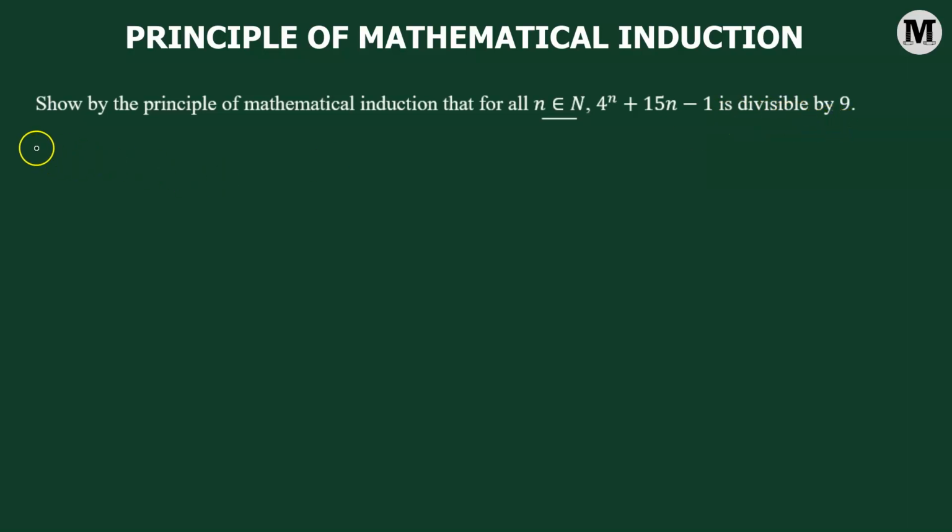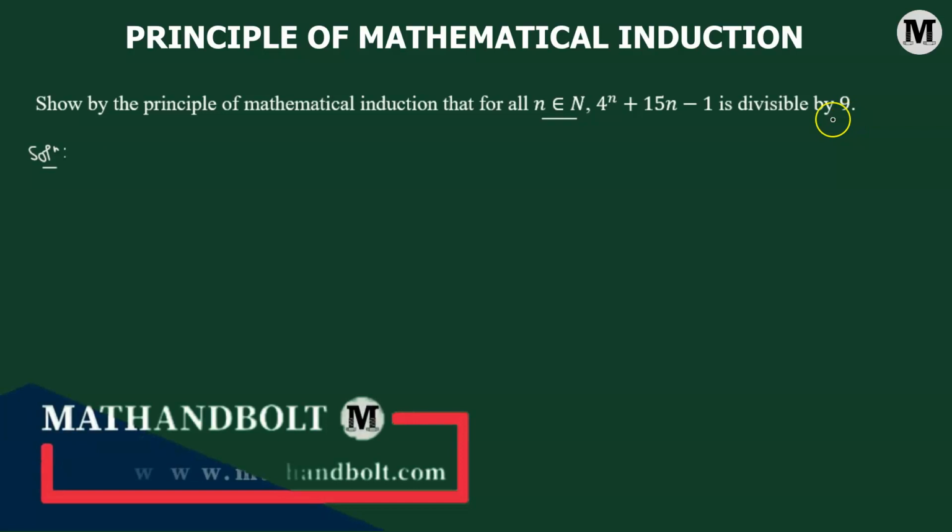Okay, let us begin. Now here in this problem, we do not have to show that the expression is divisible by 9 for one particular value. Rather, we need to show that for any n value that we take, as long as n is a natural number, this statement is true. That means the expression is always going to be divisible by 9.